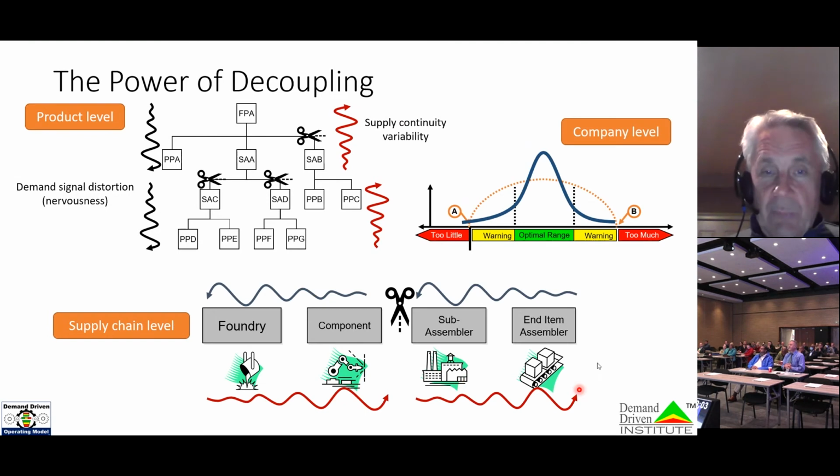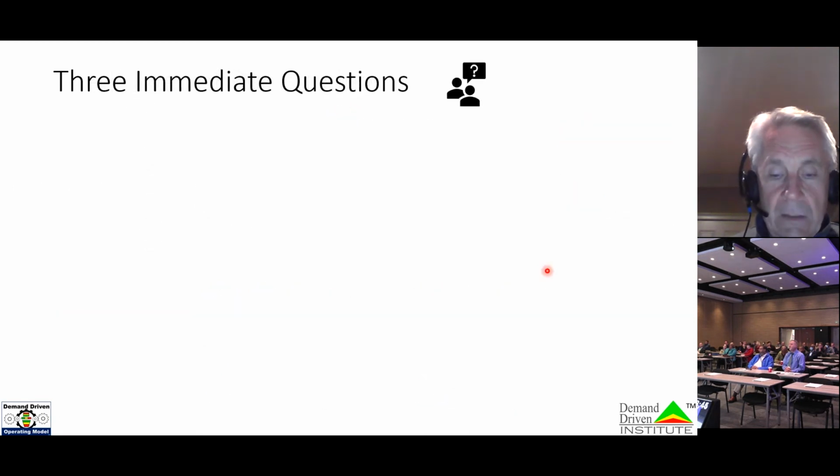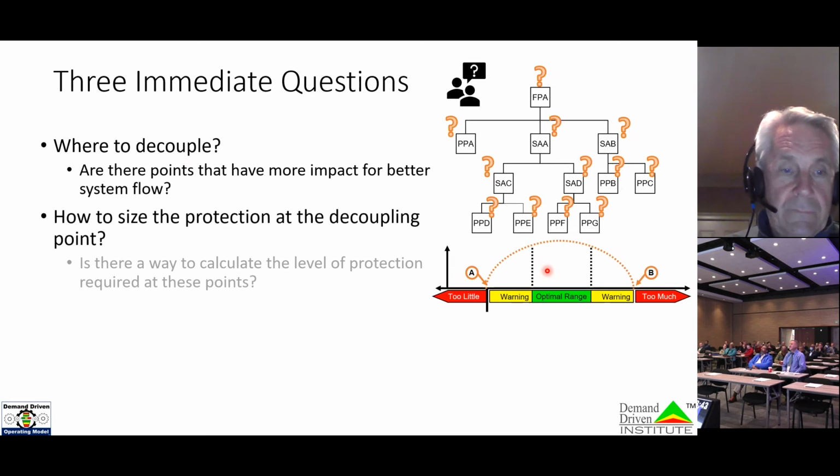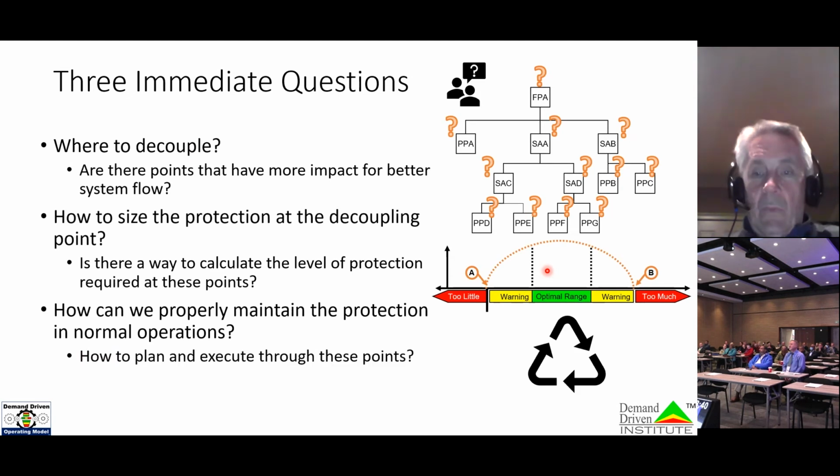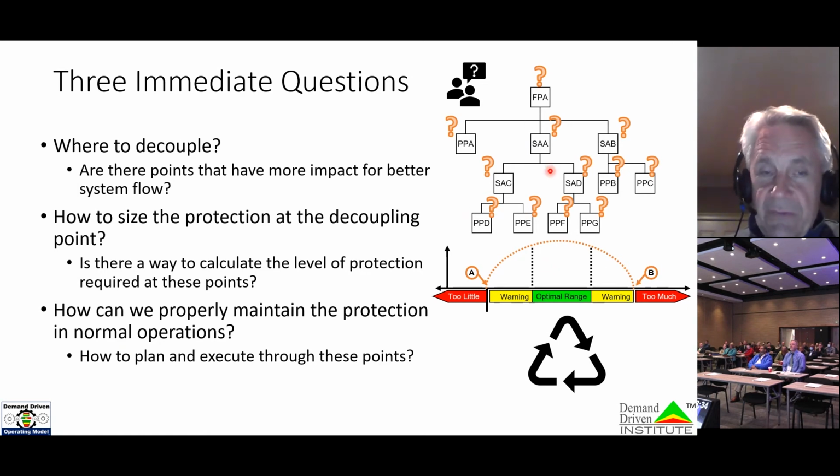So if we can find points within our product structures, if we can find points within the layers in our supply chain to decouple, we are going to be in a better position because we are breaking those lead time chains. We're creating independence between those loops, dampening variation, and obviously compressing our lead times. So where are we going to be able to decouple? We want to look strategically within our product structures to find those positions.